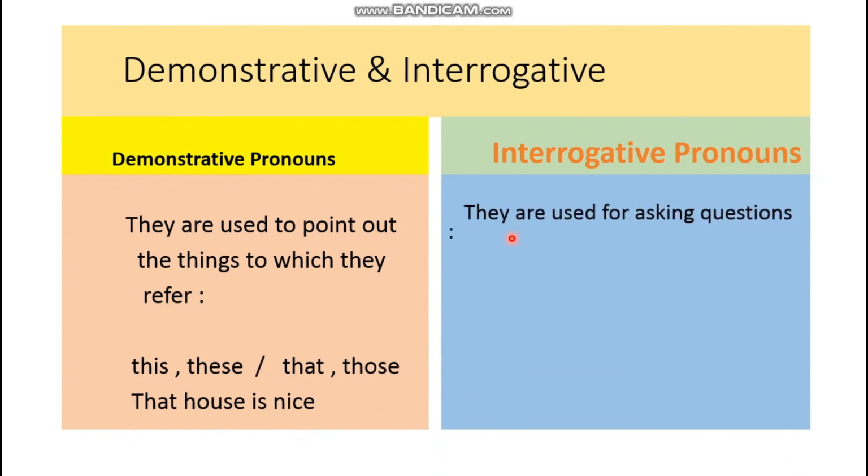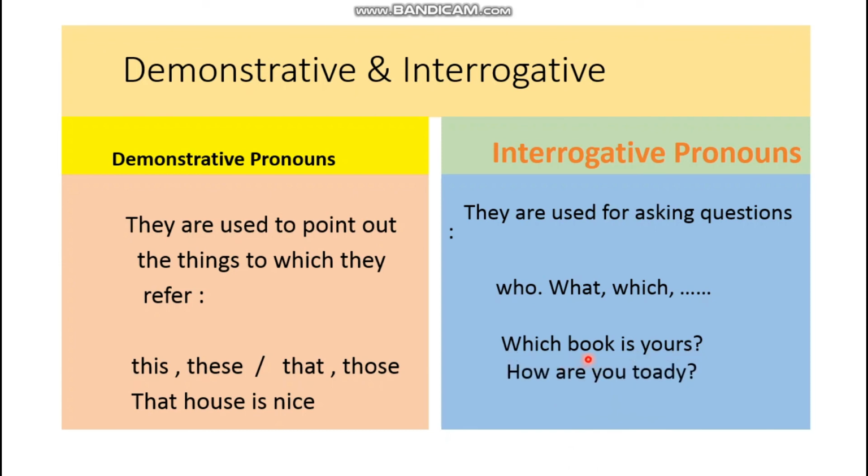Interrogative, very well known to everybody, is for asking questions. Its purpose is to ask questions: who, which, what, etc. "Which book is yours?"